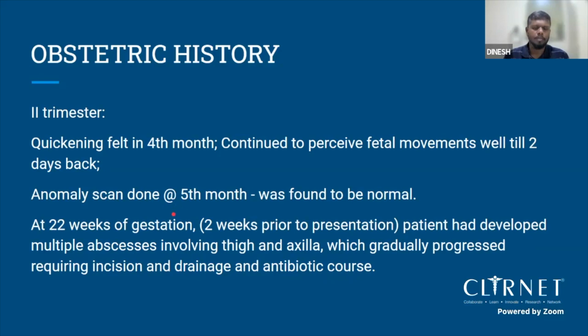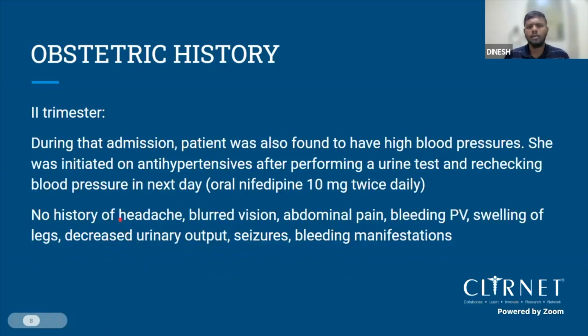But at 22 weeks of gestation, that is 2 weeks prior to the presentation, the patient had developed multiple abscesses involving the thigh and axilla, which gradually progressed, which had to be incised and drained, and she had to get an antibiotic course for 5 days. During that admission, the patient was also found to have high blood pressures, and she was initiated on antihypertensives after performing a urine test and rechecking her blood pressure the next day. She was currently on oral nifedipine 10 mg twice daily.